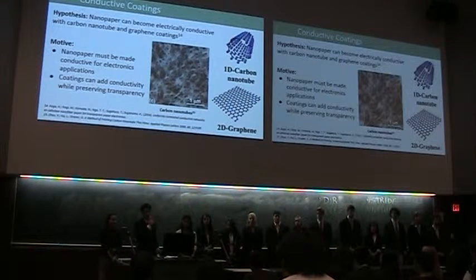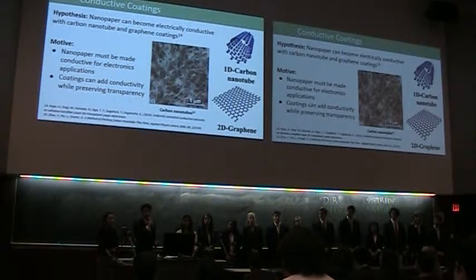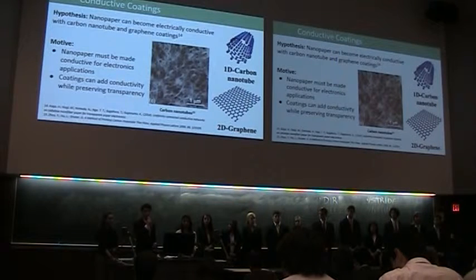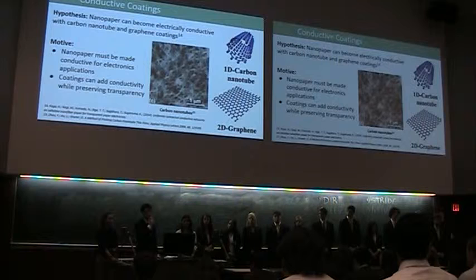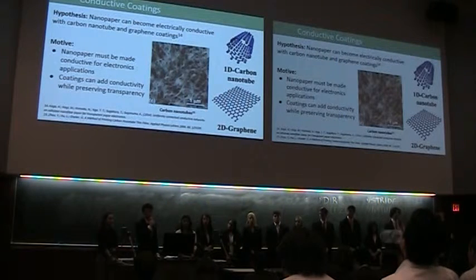And the motive for improving this property of paper is that to be applied in electronics, nanopaper must be conductive, of course, and coatings are a good way to do this, since other methods like composite papers, by altering the base material, also increase conductivity, but it really tanks the transmittance of the paper, which we think is an integral property of the paper.